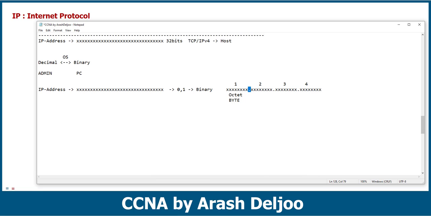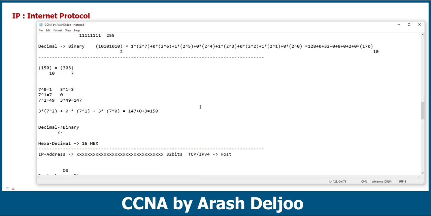And also after that, I use one dot between each 8 bits. Now we have a value, we can convert each octet to a decimal value. You learned about how we can convert the binary to the decimal. Let me give you one example.